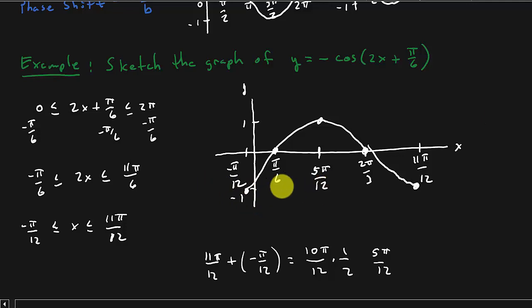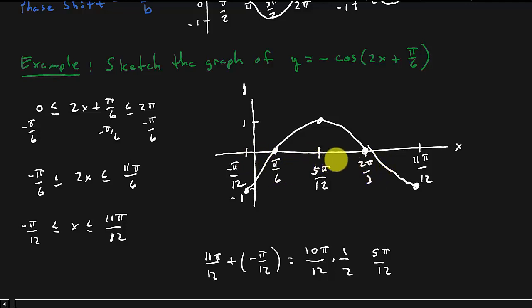And hopefully I didn't make a careless mistake adding this stuff in my head. But basically what you're doing is you're taking these two values here, you're adding them up and then multiplying by a half. And that gives you this value. Then you need the midpoint between here and here. So you add them up, multiply by a half, and that gives you that.